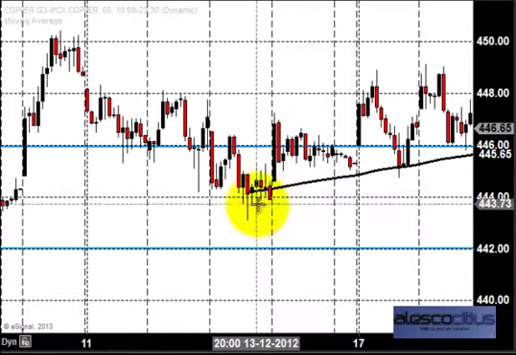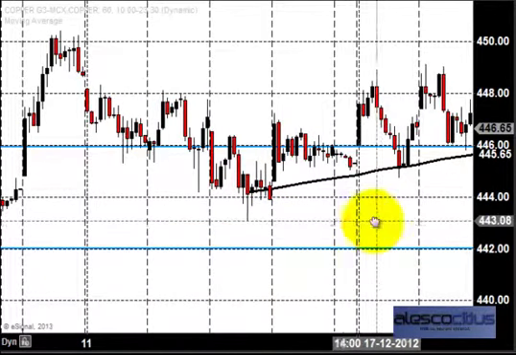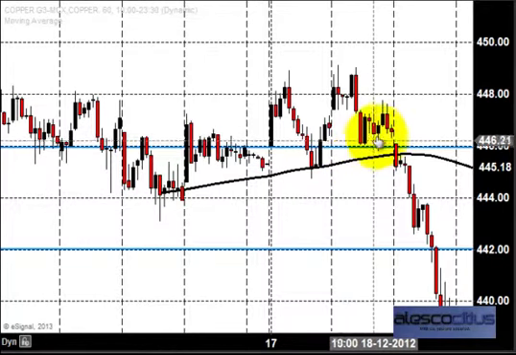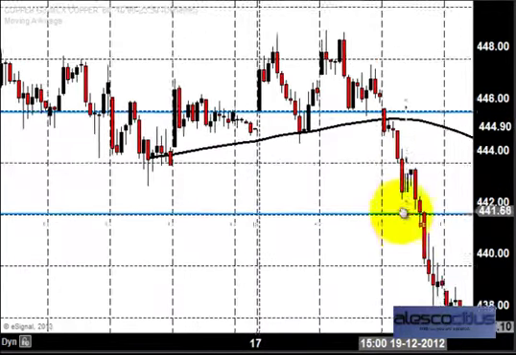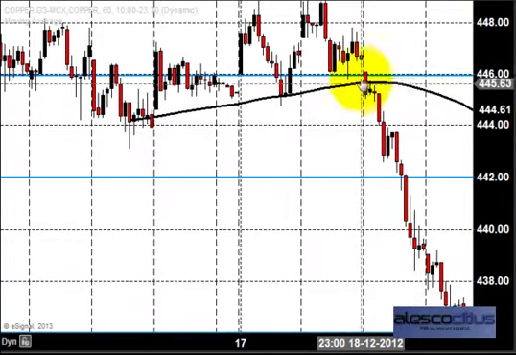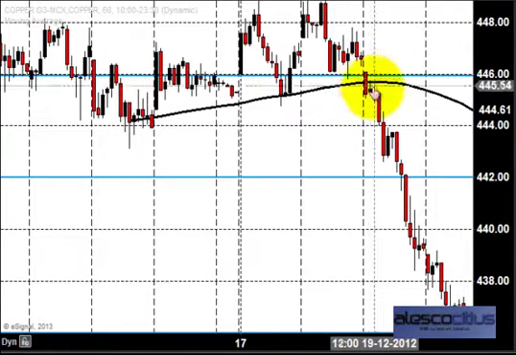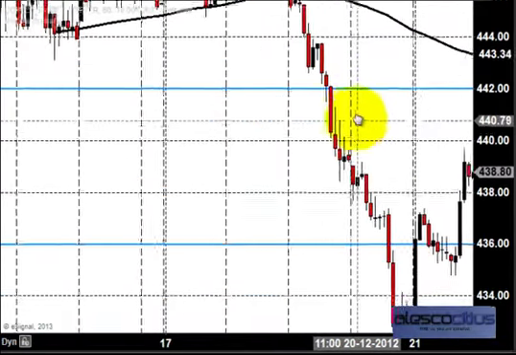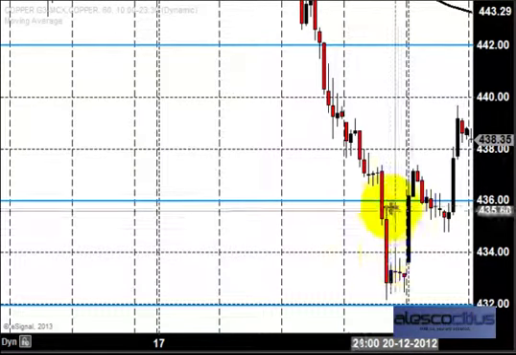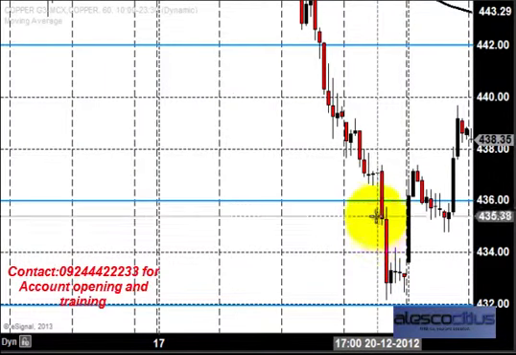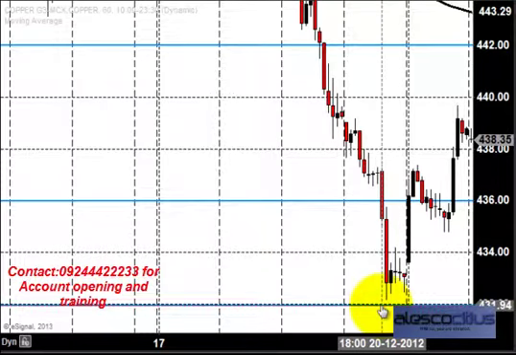So this was supporting the price from going lower below 442, but also the copper was struggling to move above 446. After breaking 446, the price broke 442 and it came down till 432. And the intermediate supports are 436 and 432.